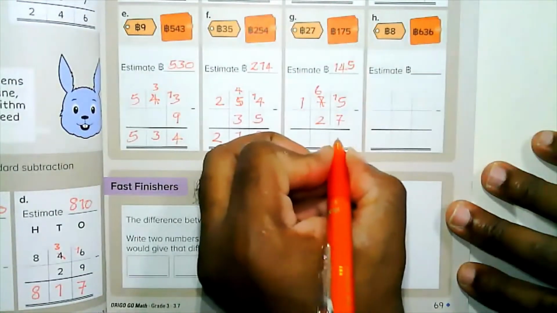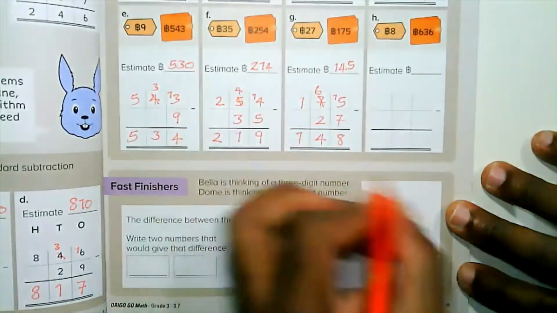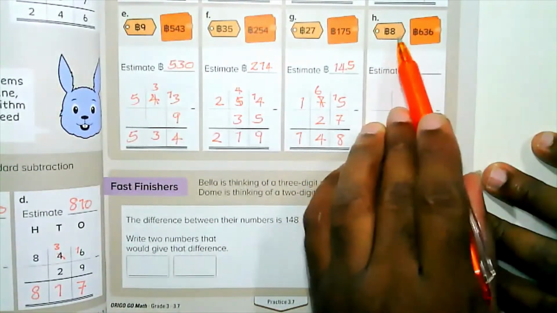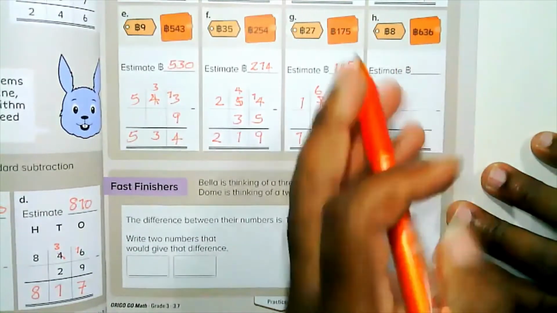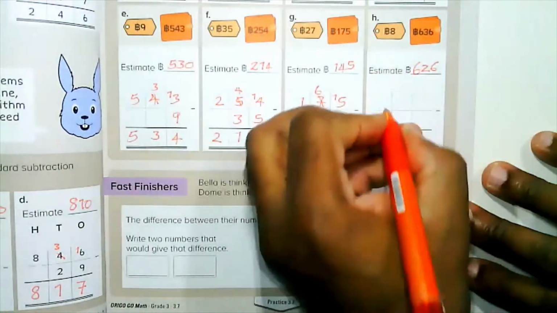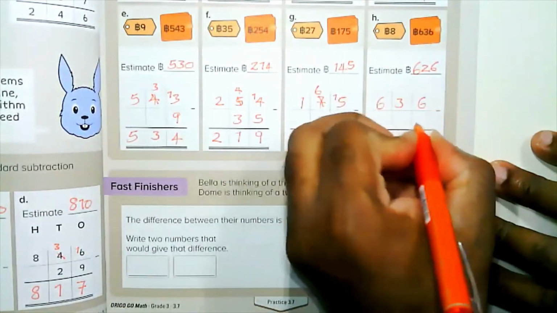Fifteen minus 7 will be 8. 6 minus 2 will be 4 and 1. There you have it. Very close. Now make this up to 10. Remove 10 from here will be 626. Now let's calculate the actual amount.